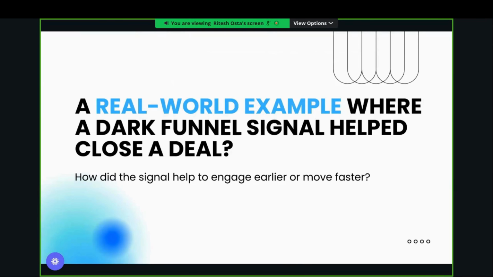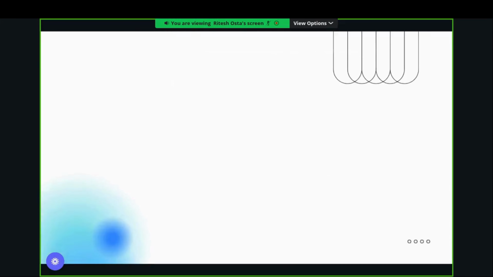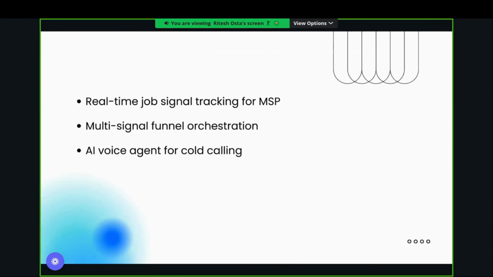A real world example where a dark funnel signal helped close a deal. How did the signal help to engage earlier or move faster? Okay, that's a very good question. There's a bunch of real world examples. I can go on and on, but I'll give you one. I already talked about the job posting signal, right?